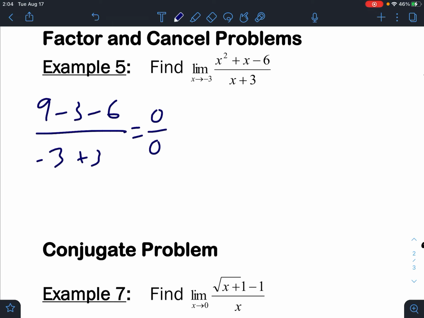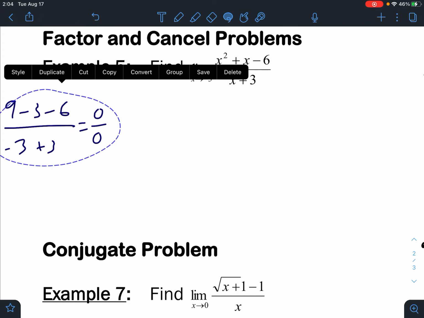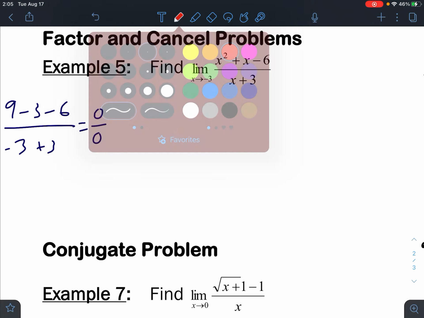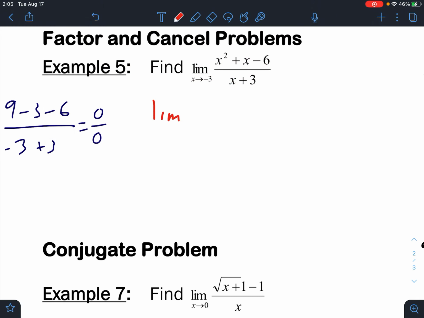So how do we figure out what that is? What we're going to do is some algebra. We are going to factor the numerator and denominator if we can. Now in this case, we can only factor the numerator.